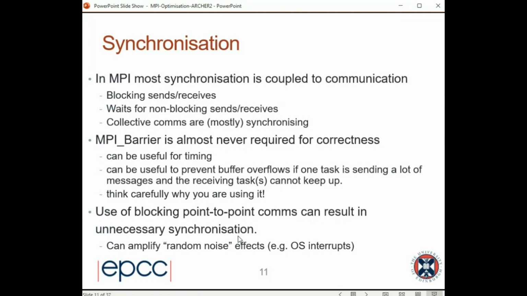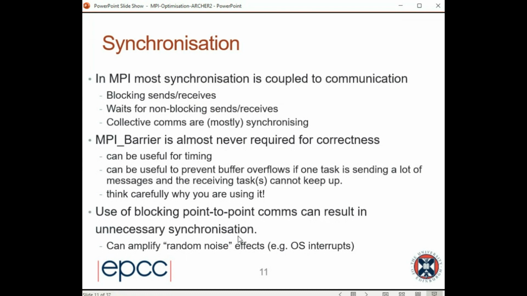Just a bit of an aside here. If I were to tell you the number one technique for optimizing an MPI code, it would be take out all the MPI barriers. MPI barrier is almost never required for correctness. People seem to put it in all the time. I mean, you can engineer MPI programs which are correct with barriers in them and incorrect otherwise, but they have to be quite contrived. So really think very carefully while you're using MPI barriers. They're very useful for timing. If you're timing a code, you need barriers to make sure everyone starts at the same time. But really think carefully while you're using them.